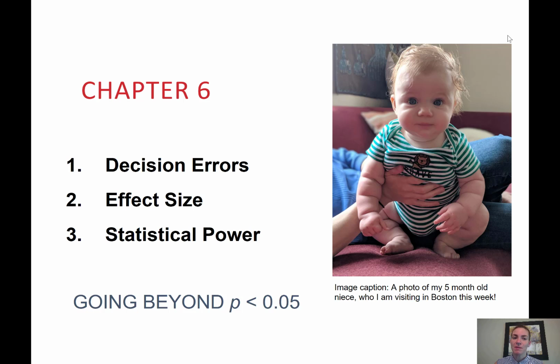Today we're going to start getting into chapter 6, and in chapter 6 we'll talk about three major topics. There's decision errors, effect sizes, and what we call statistical power, or sometimes just power.